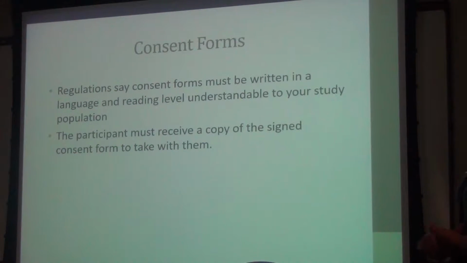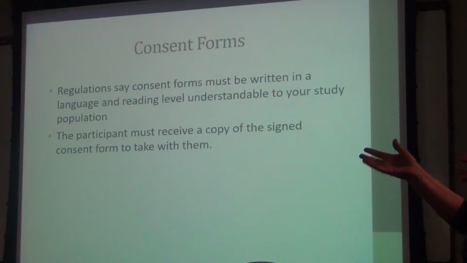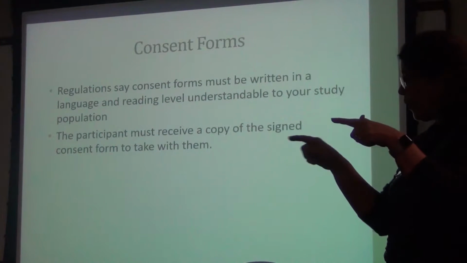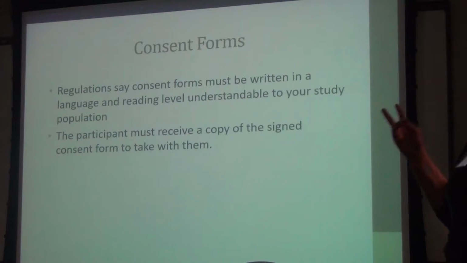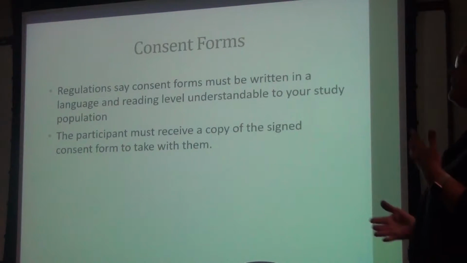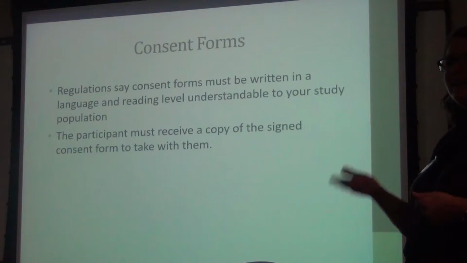So the regulations say consent forms must be written in language and reading level understandable to your study population. That's probably one of the biggest problems with consent forms. I looked at a consent form in the last week that said, in controlled studies, blah, blah, blah, and I took out all the blah, blah, blah, and I said, we don't know. So that's what they were trying to say: we don't know. Instead of going through all this medical, legalese language, you just take it down to your simplest level.